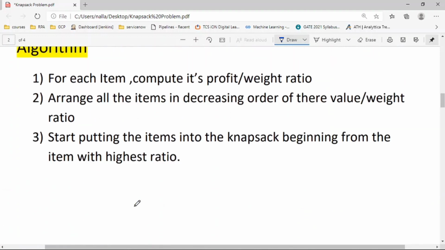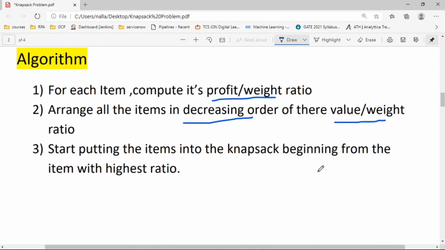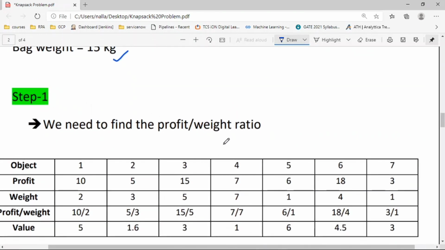Okay, so the algorithm is: for each item, compute its profit by weight ratio. I'll explain what is meant by profit by weight ratio. And now we need to arrange all the items in descending order based upon the profit by weight ratio. Okay, now in the third step I'm going to fill my knapsack. The first step, we need to find the profit by weight ratio.